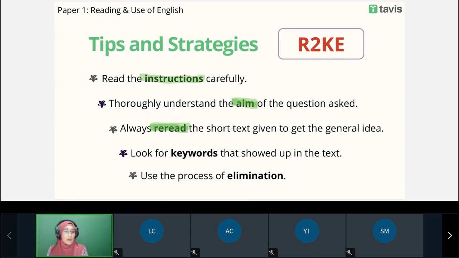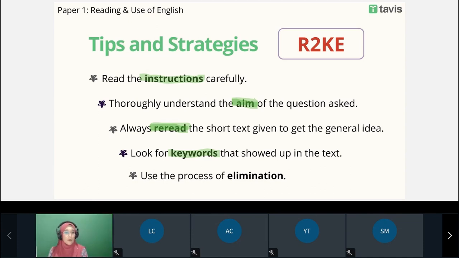And then look for keywords that showed up in the text. The keywords can be synonyms, antonyms, or examples as well. Some of it may be a bit tricky, but you have to try. Like I said, reread. Always read it again. Do not skip reading, please. It's essential for you. This is an essential skill.